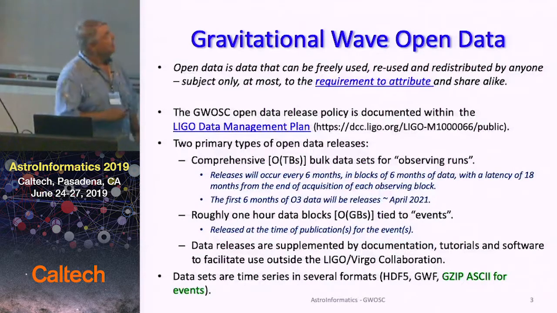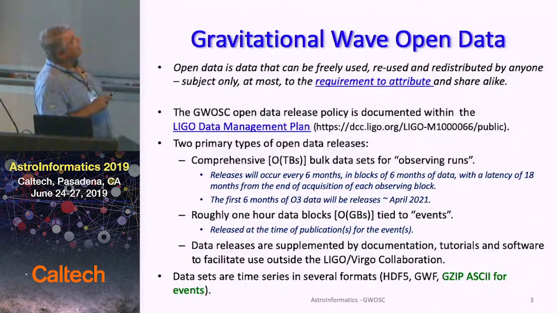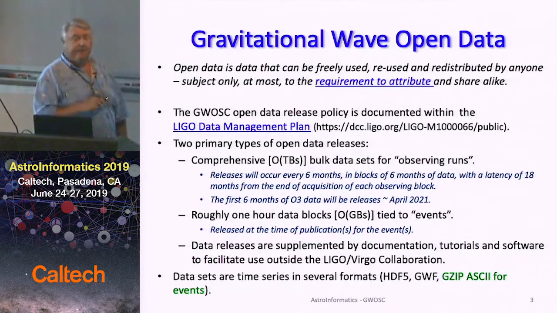And I think an important thing to get clear up front is what is open data. When we say we're putting this data out, we mean that the data can be freely used, reused, redistributed by anyone, subject only to, at most, the requirement that attribution and you share alike. All of the guidelines for our releasing this open data are captured in the LIGO Data Management Plan. This is the URL. Anyone can read it publicly.